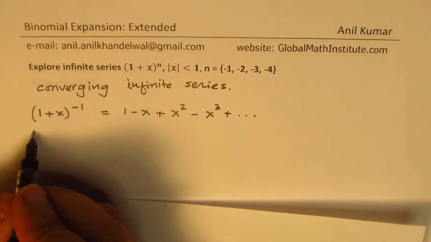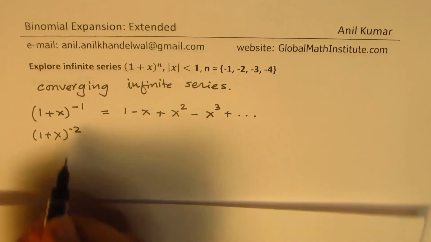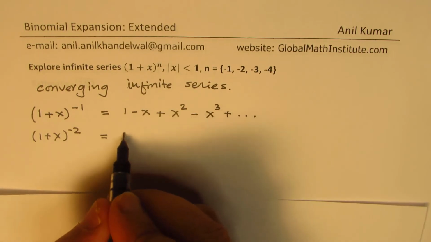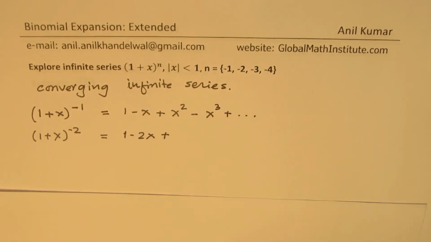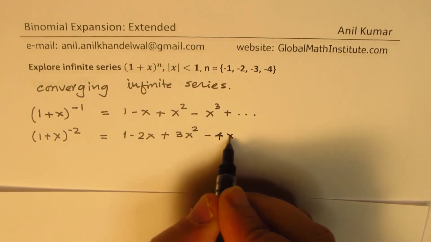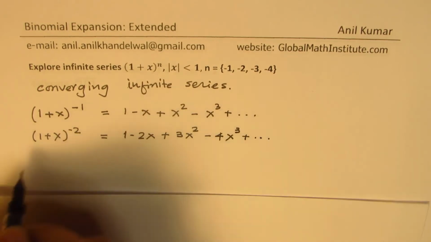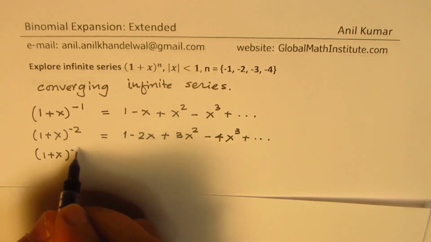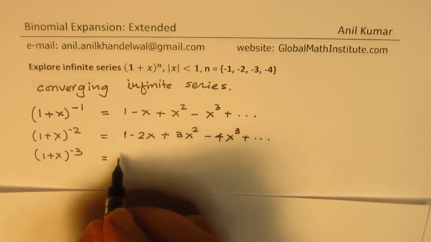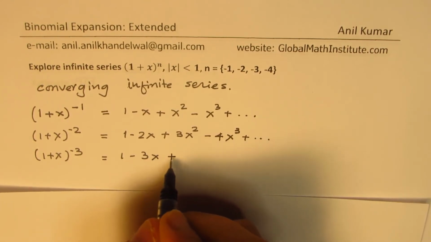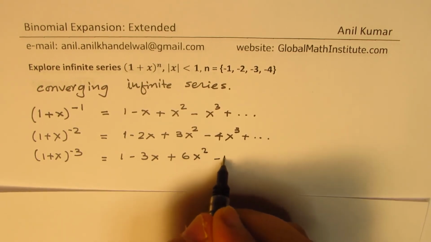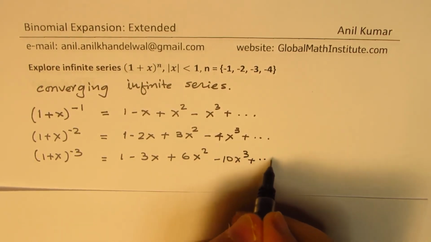Now if I have 1 plus x to the power of minus 2, in that case the series obtained was 1 minus 2x plus 3x squared minus 4x cubed plus so on. And if you have 1 plus x to the power of minus 3, then the series obtained in this particular case is 1 minus 3x plus, so alternately we get plus and minus, 6x squared minus 10x cubed plus so on, correct?